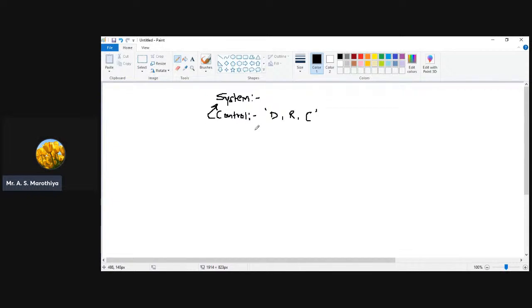Then we discussed in detail the concept of plant and controller. What is a plant? Plant is nothing but the portion of a system whose function is to be controlled. And what is a controller? Controller is the element of a system which may or may not be present inside the system, but its main function is to control the action of the plant.